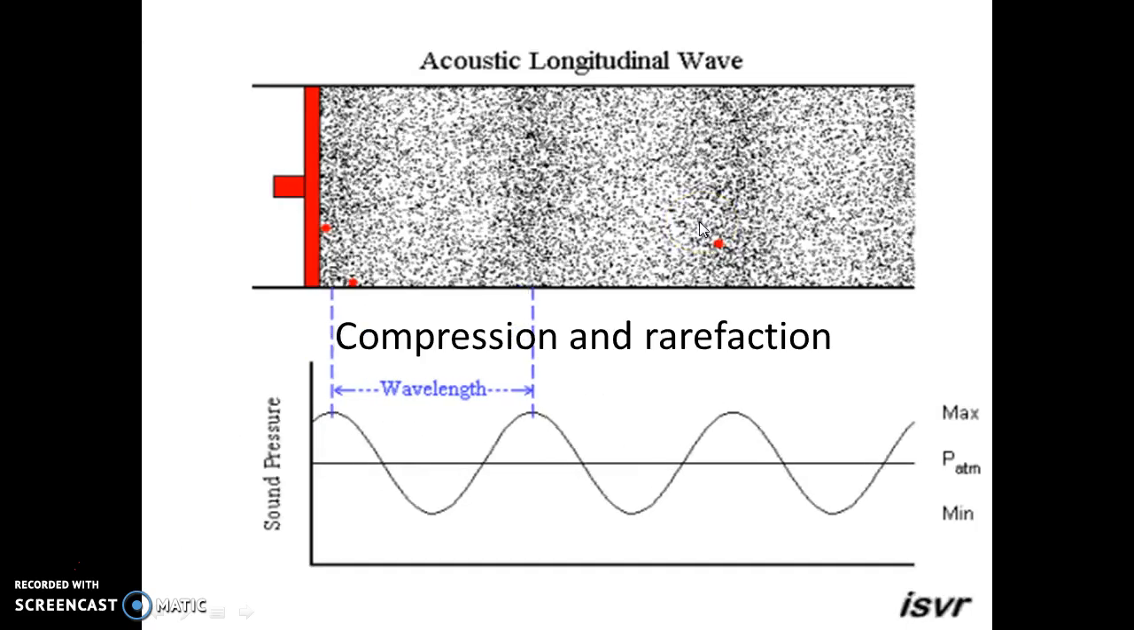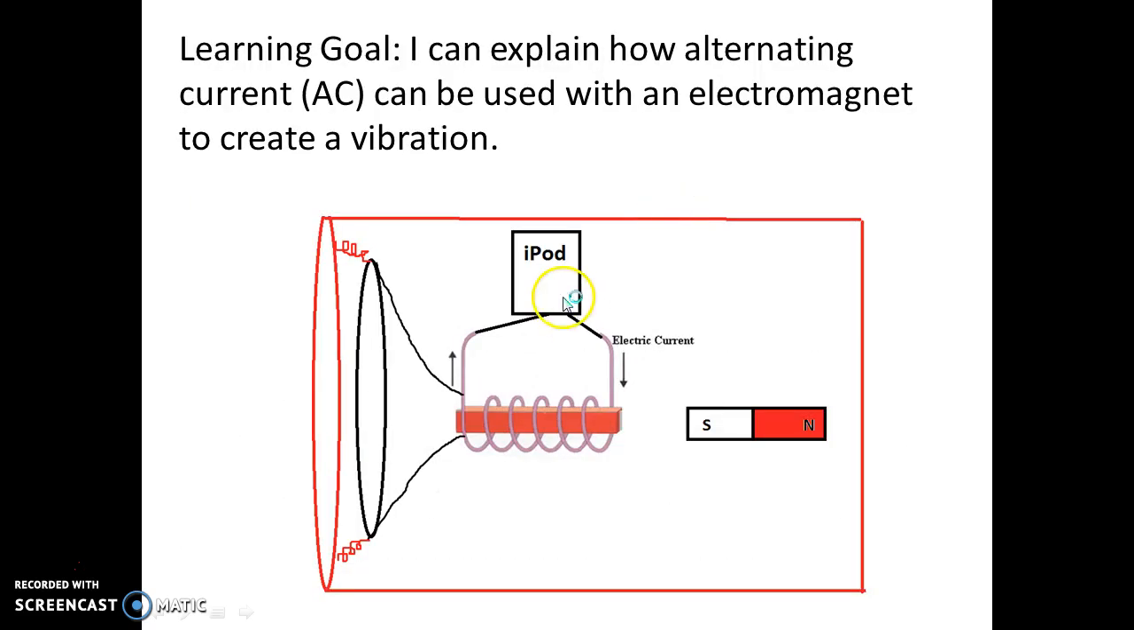So that's all for now. Hopefully you've learned to explain how alternating current can be used with an electromagnet to create a vibration.